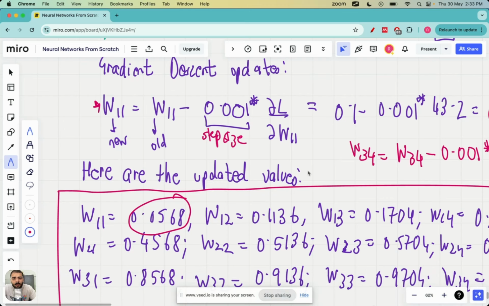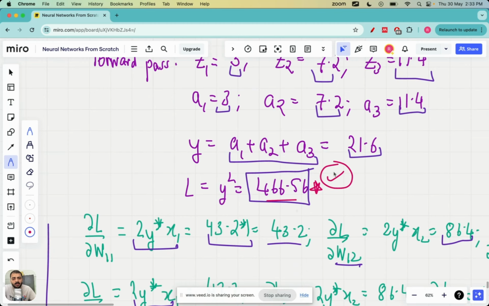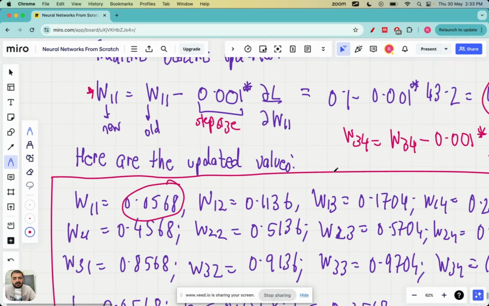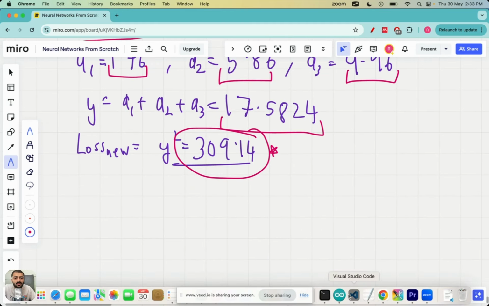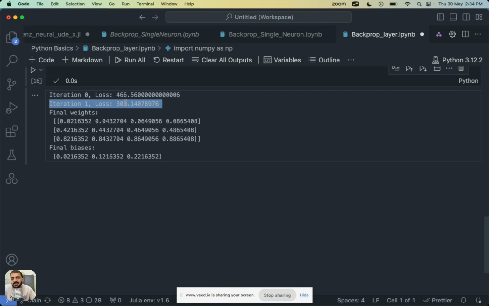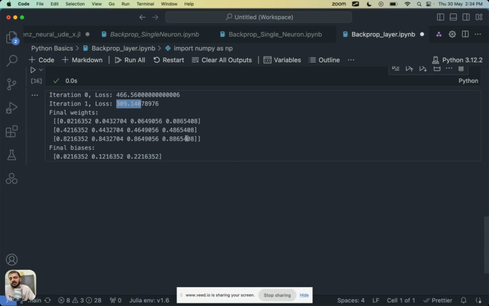Let's see what we had obtained. Our first loss was 466.56, so that's correct. That is matching what's there in the code. But the more important is the second loss. So second loss is 309.14, and here also it is 309.14. Great. So what we had calculated on the whiteboard for the second loss is matching the code second loss. So we can proceed and go ahead with the code.